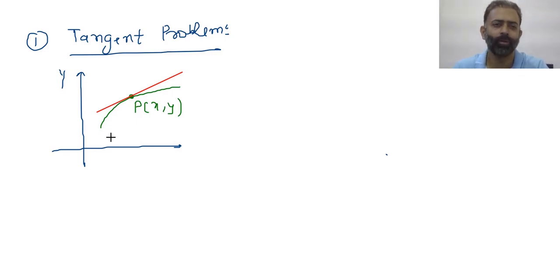So the problem which we say is a tangent problem is basically finding out the equation of this red line, the equation of this tangent line, right? This was the tangent problem. I am just defining. Okay, and the second problem which gave rise to the limits concept is the area problem.